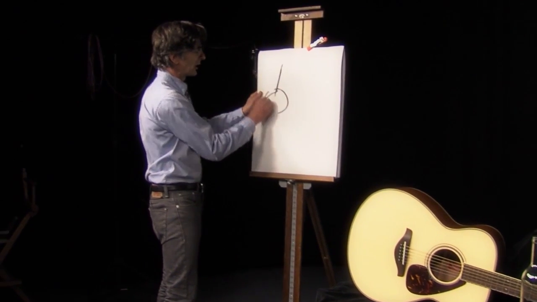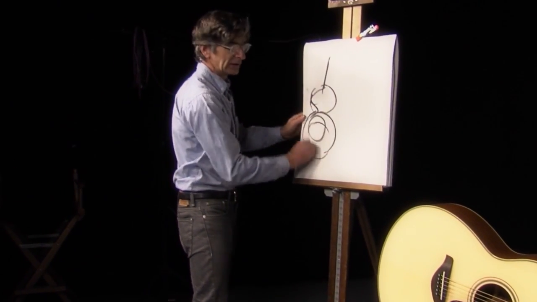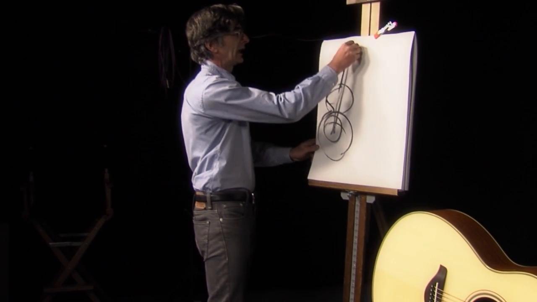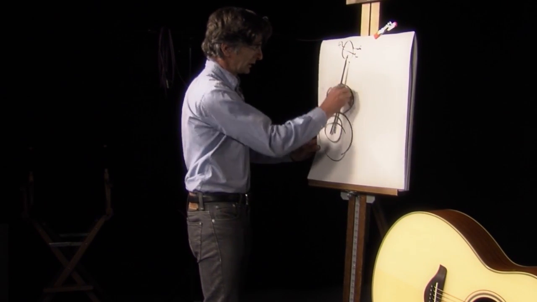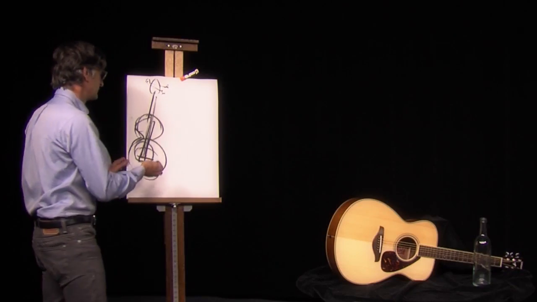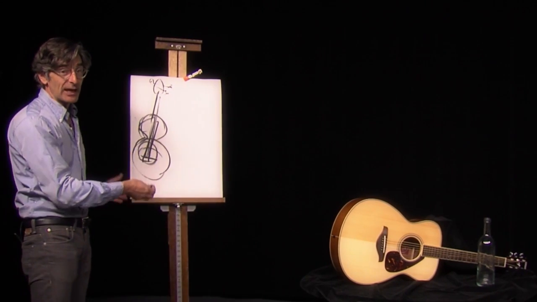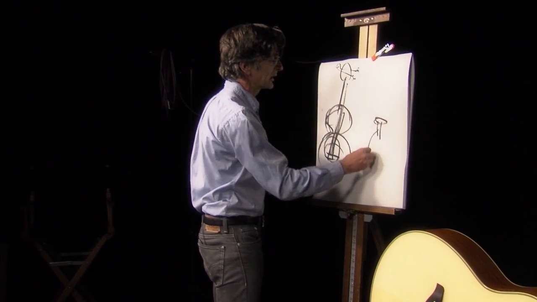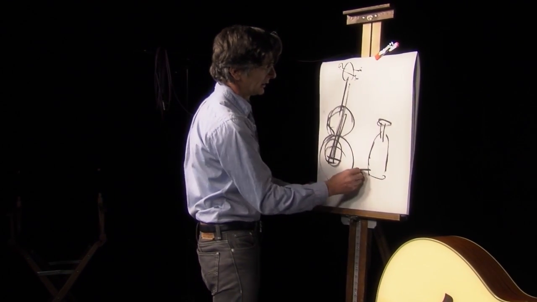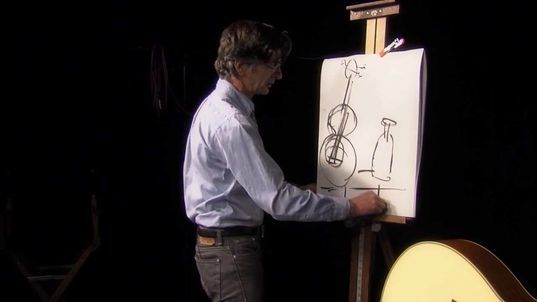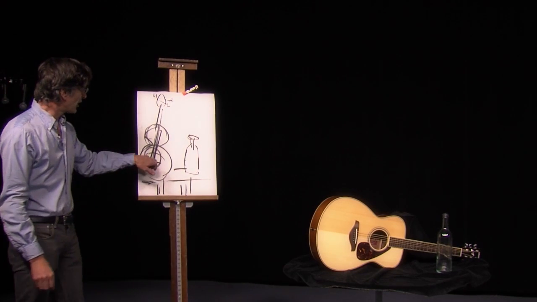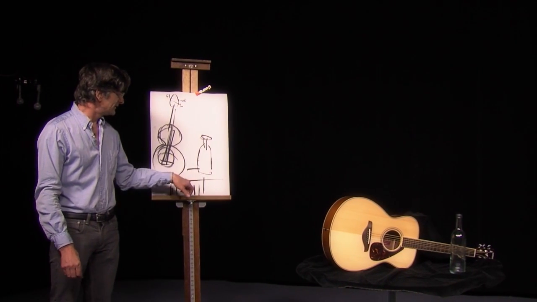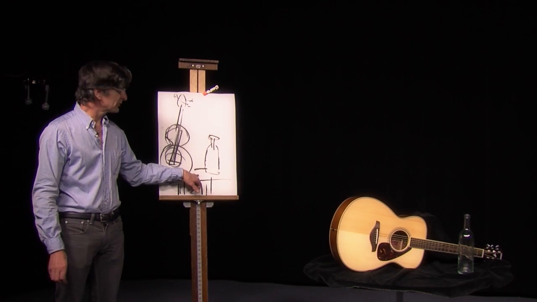I've got to draw the guitar. There it is. And I've got the little knobbies. And, well, it might be a cello or something like that. But you get the general idea that that's probably a guitar. And I'm going to do the bottle. I'm going to do the table. And as far as describing difference, this drawing is pretty effective.